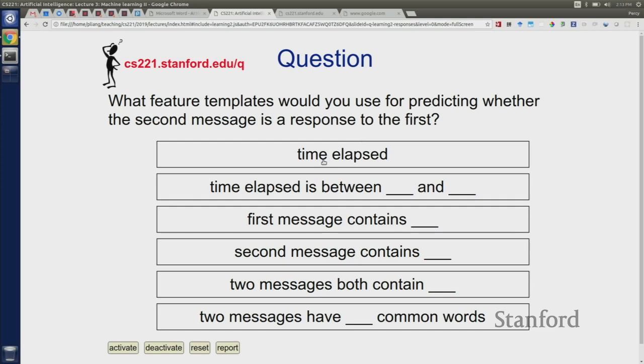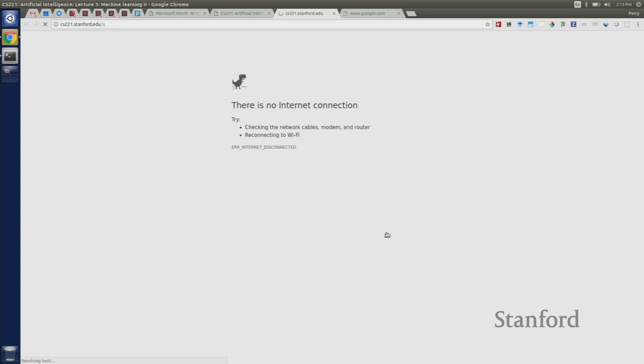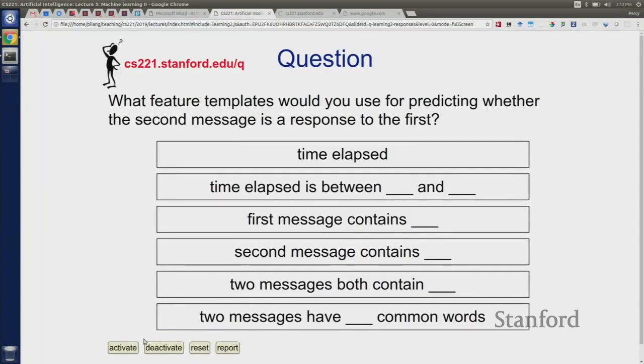Okay, time elapsed between the sent times of the 2 messages. Time elapsed between a particular range. First message contains a particular word. Second message contains a particular word.